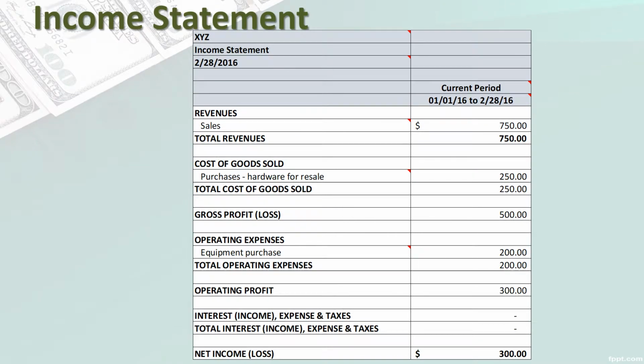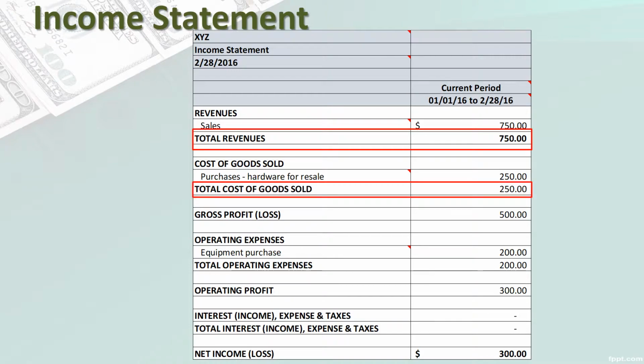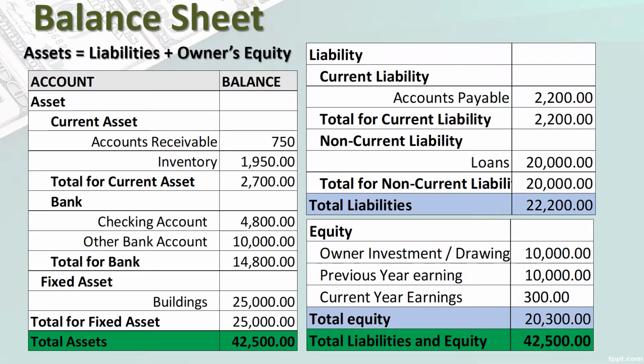To calculate these ratios, we'll need an income statement and a balance sheet. We created an income statement in one of our prior lessons. From the income statement, we'll need total revenues, the total cost of goods sold, and the operating expenses. We use the balance sheet to give us our total assets and our total equity.